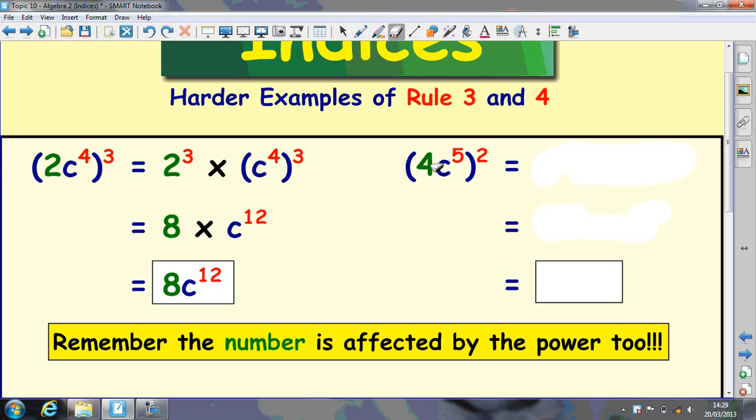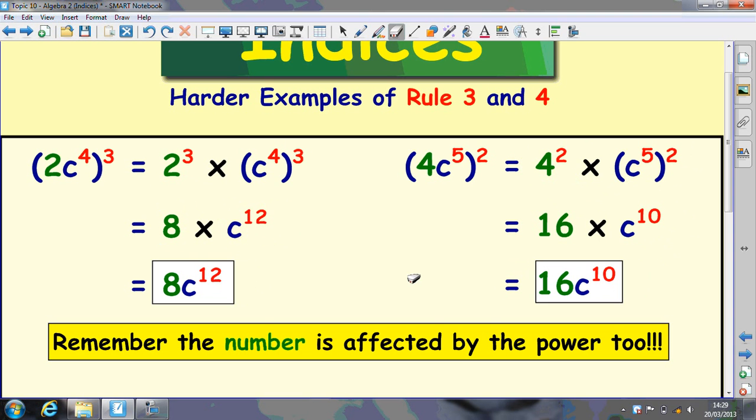Same idea in the second one. The 4 is being squared and the c to the power 5 is also squared, so we can rewrite it like that. 4 squared is 16, 4 times 4, and multiply the 5 by the 2 and you get c to the power 10. Put it together. That's your answer, 16c to the power 10.